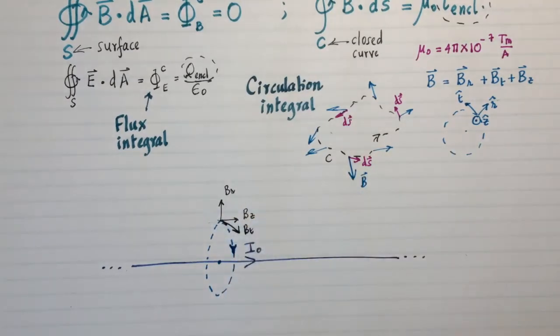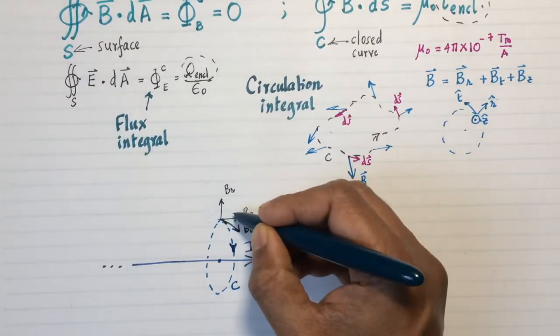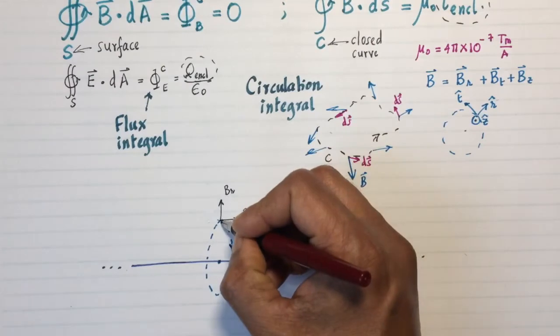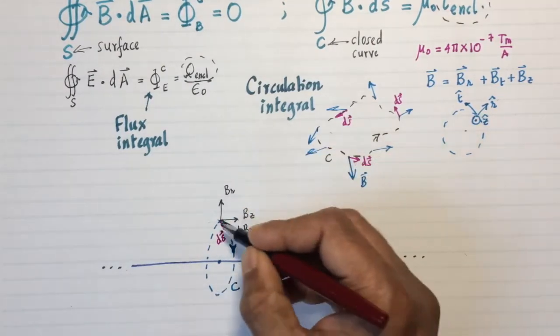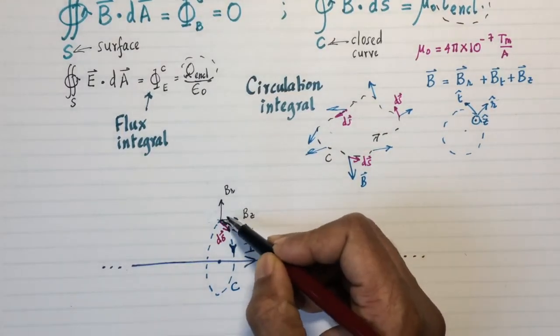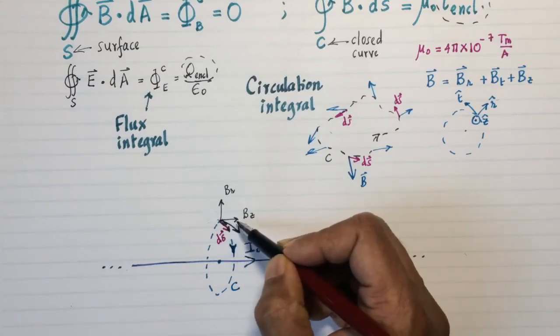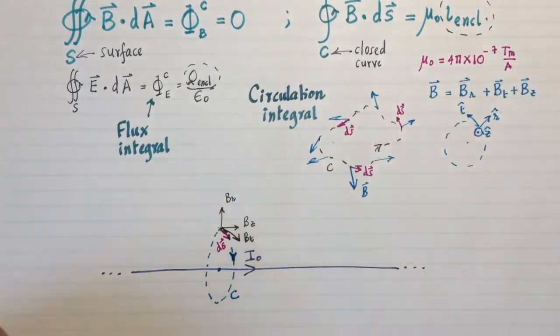Okay, so what's going to happen as you go around the Amperean loop, which in this case is a circular loop C, is that the Z component and the R component are going to be making an angle of 90 degrees with the ds vector. The ds vector is precisely the same direction as the B tangential component. So as you can see, ds makes a 90-degree angle with B sub r, and ds also makes a 90-degree angle with B sub z. So those components will not contribute when you take the dot product.